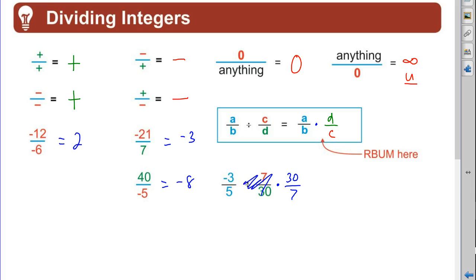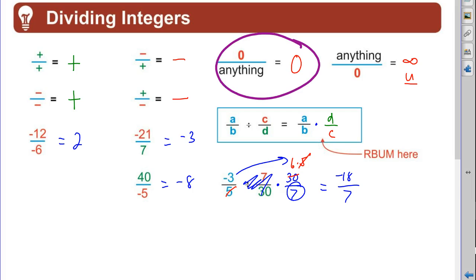And don't forget to RBUM, right? A 30 is a 6 times 5, and these 5s divide out. Because look, now I have a negative times a positive. That's a negative 18 divided by my denominator, and that's a 7, and I'm just going to leave that negative 18 sevenths. Okay? Dividing of integers. Same sign positive, different sign negatives. Hey, don't forget these. 0 divided by anything is 0, and anything divided by 0 is either undefined or infinity.